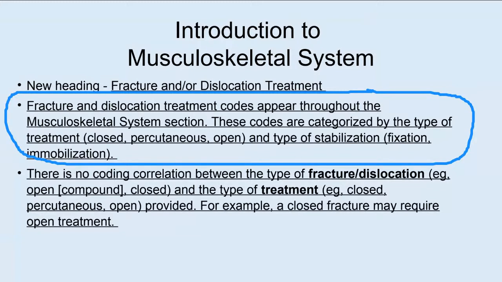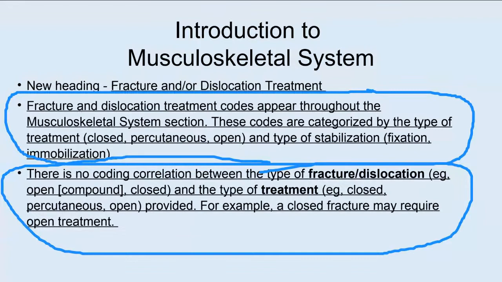Also, this is important because this can be confusing. There's no coding correlation between the type of fracture or dislocation, such as open, compound, closed, and the type of treatment. So we take the type of fracture and the type of treatment, and there's no correlation between the two. If something is an open fracture, it doesn't mean it's going to get open treatment. So treatment of the fracture may be described as closed, percutaneous, or open. In open treatment, the area is open, exposed to the environment. But the important part here is we cannot assume that an open fracture will be treated using an open approach. A closed fracture may require open treatment. So don't confuse the type of fracture and the type of treatment. This was already in the guidelines, but this makes it clearer.